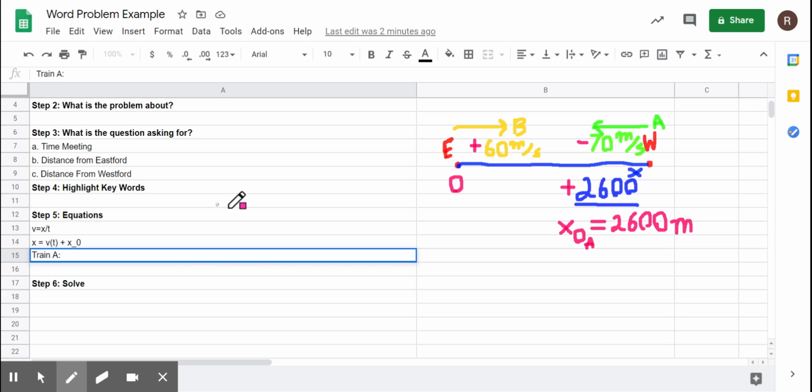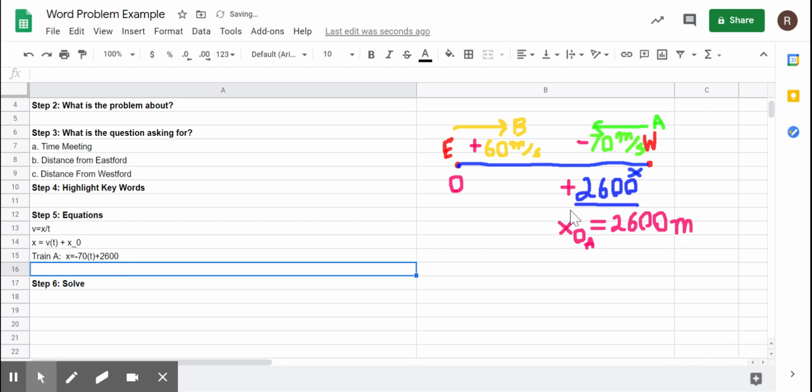So I'm going to go ahead and just very quickly do my equation here. For train A, we're just going to plug in values. So my x value, where I am in space, is going to be dependent on my velocity, in this case negative 70 meters per second. Negative 70, do note, negative is very important, times whatever time we're at, plus our initial value of 2,600. That makes sense, right? Because we start here and move down here at this rate. Okay, let's do train B.